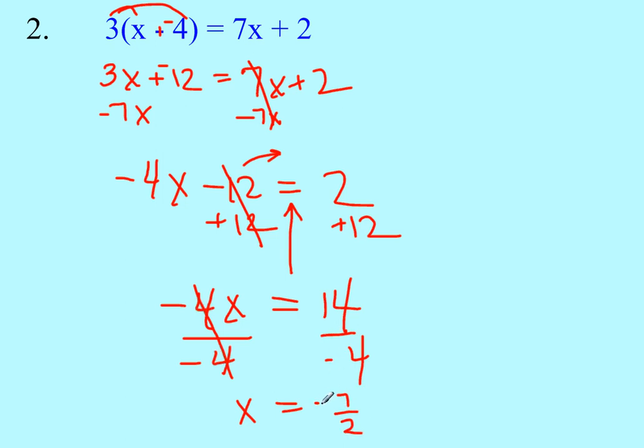And the negative sign I typically will just put on top. And that's the form that I prefer. If you want to make it 3.5, that's okay. I prefer not the decimal version though. Don't take your calculator and divide 14 divided by 4. I want to give you some extra practice with the fractions. All right, moving on.